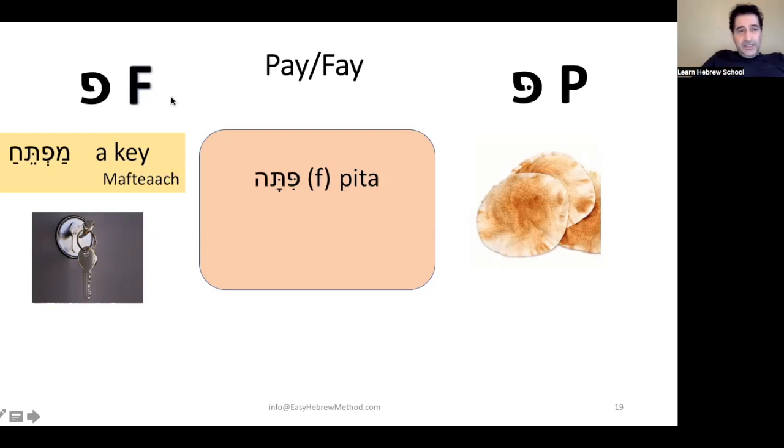When the pei doesn't have a dot or the gesh in the middle, it sounds like F in English. And the example is mafteach. Mafteach is a key, and the pei sounds like fei, like F in English. Mafteach.